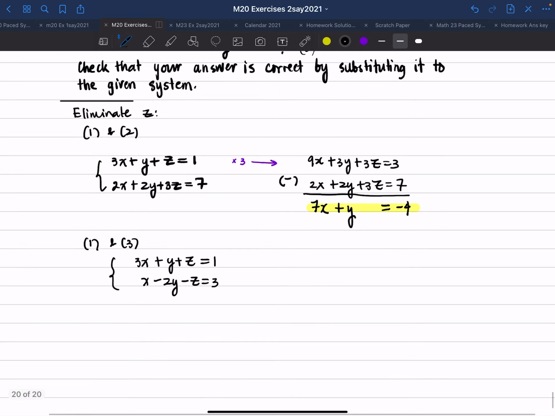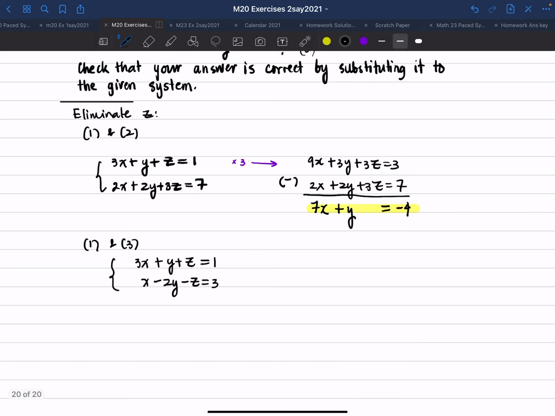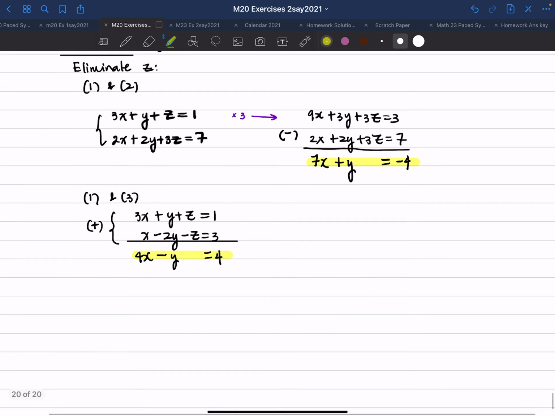To eliminate z, you can add or subtract equations, right? But in this example, I will add them from top to bottom again. Okay. I want straight lines. You add them. What's gonna happen? 4x minus y. Z plus negative z, they cancel out. 1 plus 3 is 4.